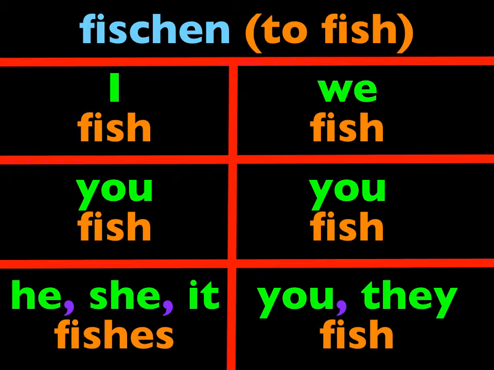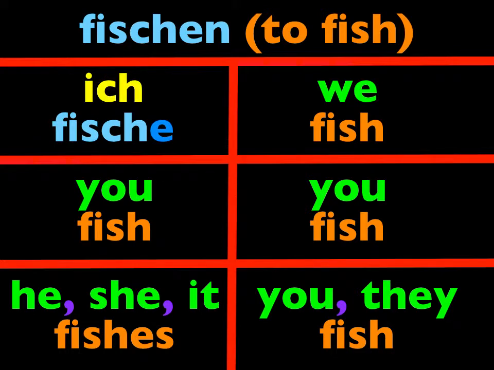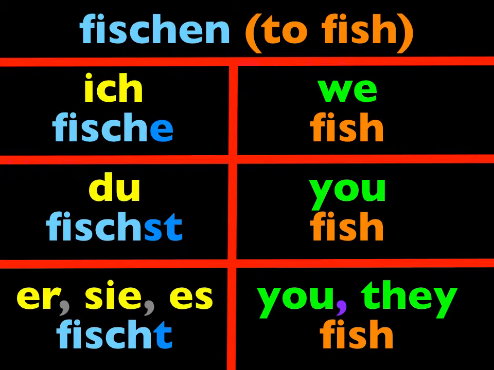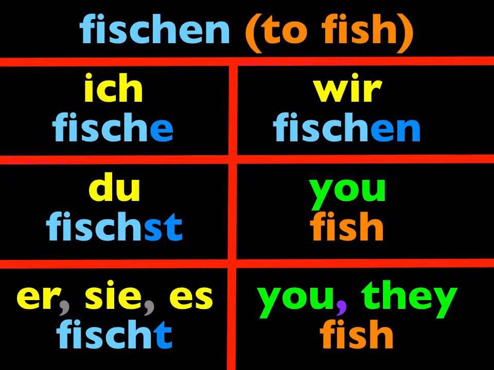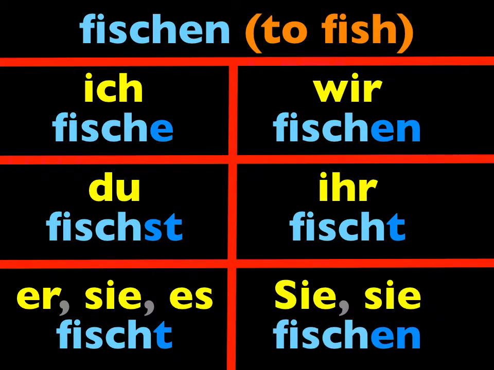For example, let's take the word fischen, to fish. Repeat the forms after me. Ich fische. Du fischst. Er fischt. Wir fischen. Ihr fischt. Sie fischen. Notice the endings are the same endings that most German verbs have.